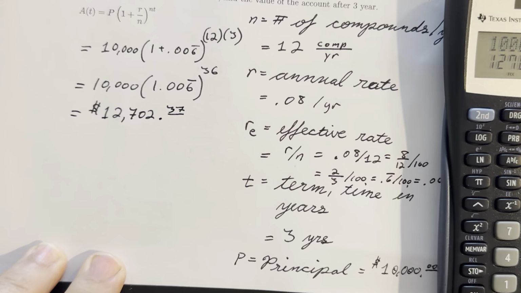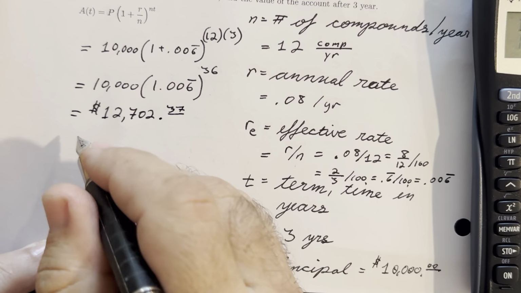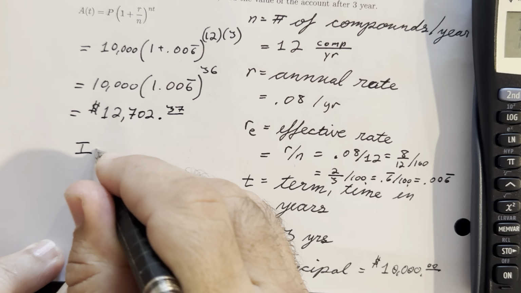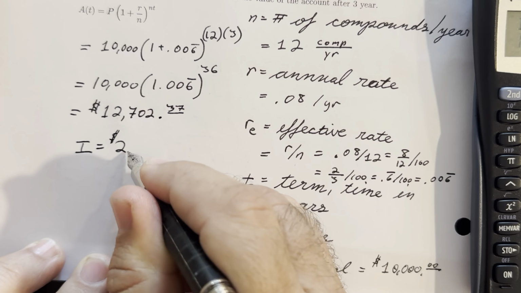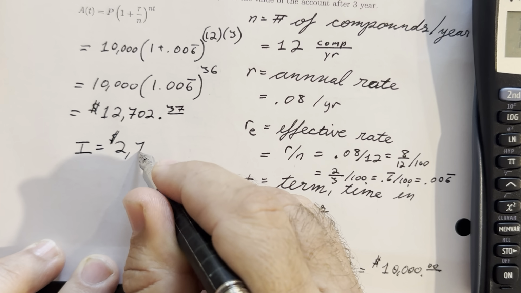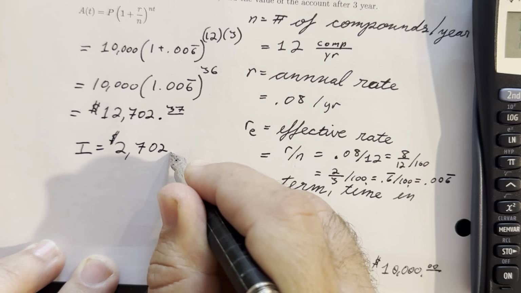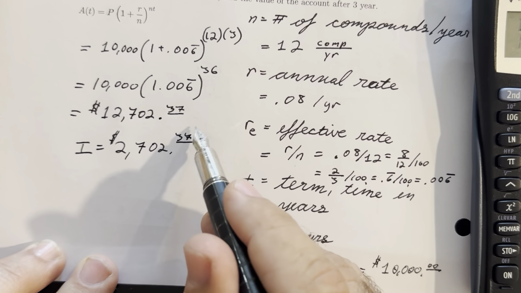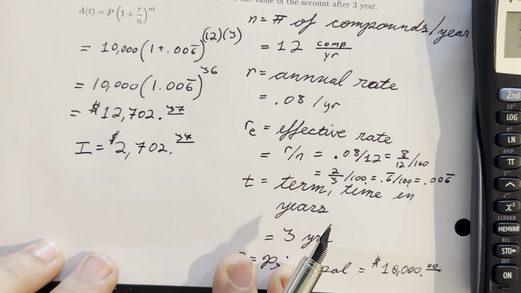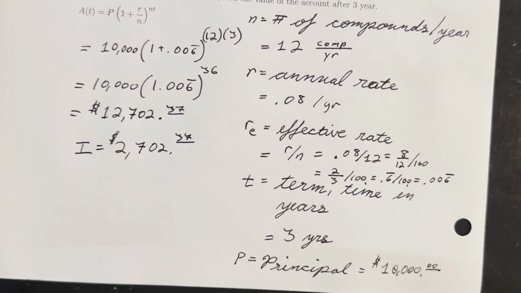So that means that the total amount of interest that we earned on our $10,000 was $2,702.37. And all we had to do was to go without our $10,000 for 3 years.